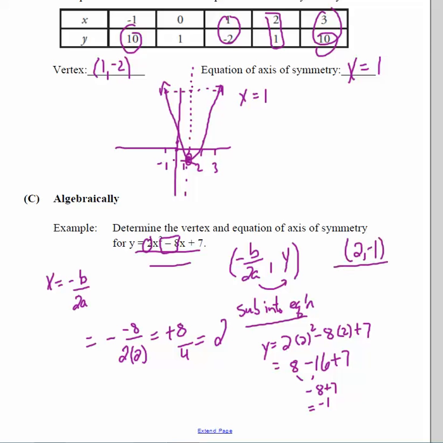So this is the vertex, 2 and negative 1. And our axis of symmetry here, well, that's the x value of our vertex. So x equals 2. All right, and that's what you need to know about the vertex and axis of symmetry and how to find it.